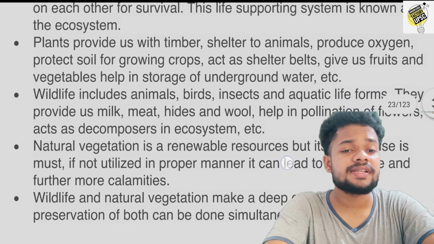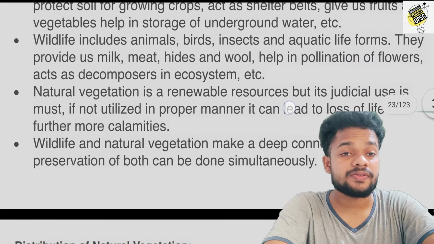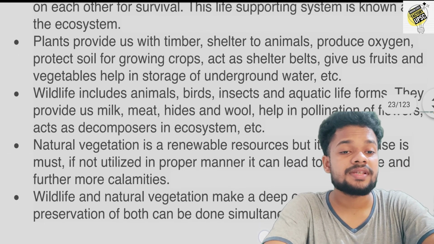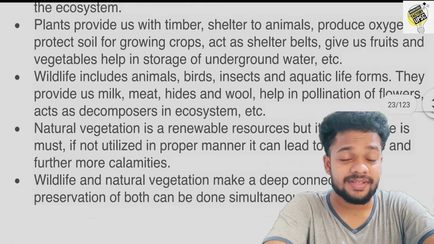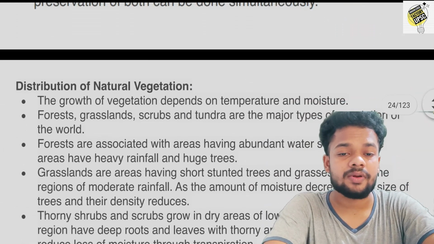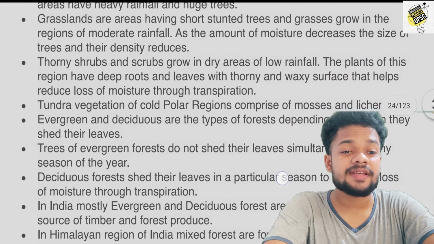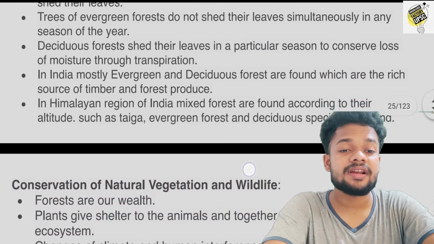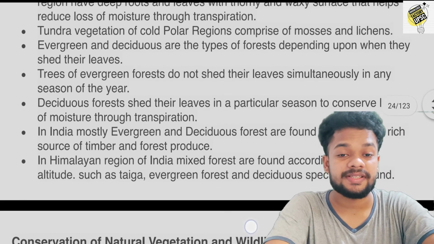And evergreen and deciduous are the types of forests depending upon whether they shed leaves. Okay, the evergreen forests we have already discussed do not shed leaves, but the deciduous forest sheds its leaves to reduce transpiration in the summer season. The trees of the evergreen forests do not shed their leaves simultaneously in any season of the year, and deciduous forests shed their leaves in a particular season to conserve the loss of moisture through transpiration.